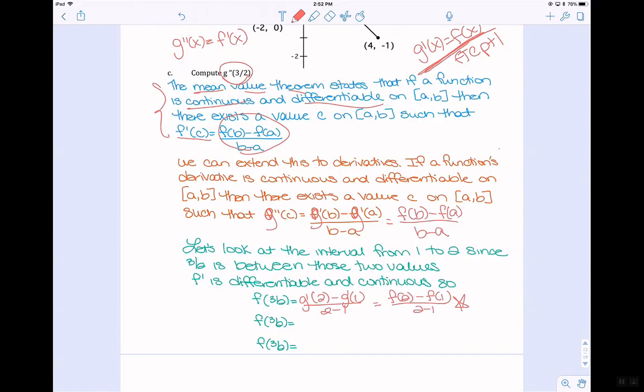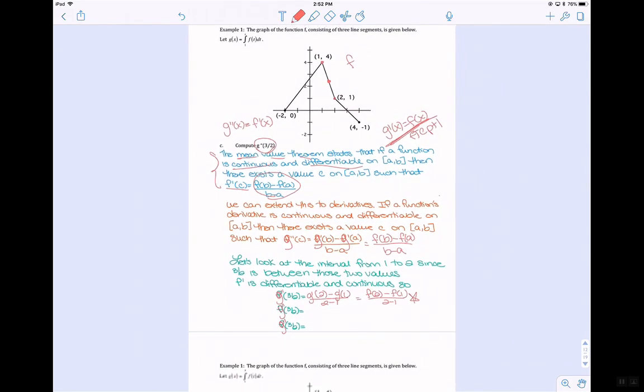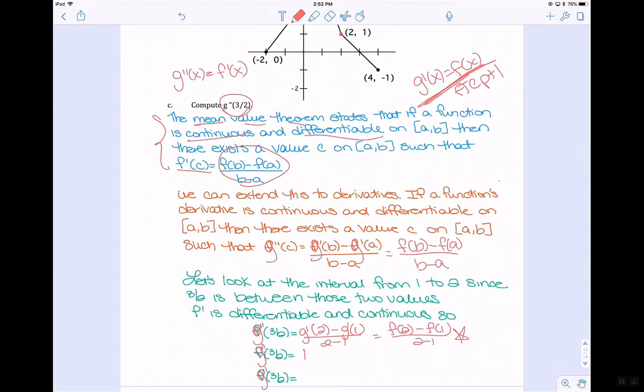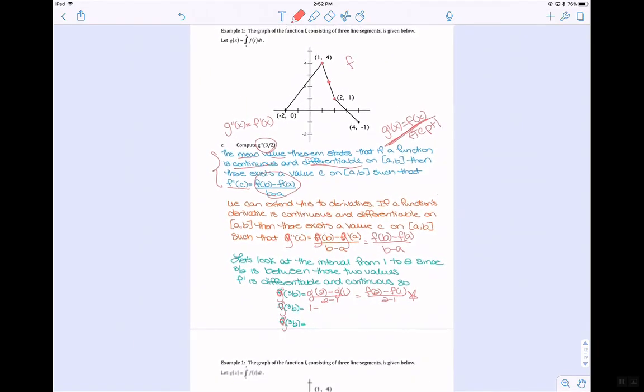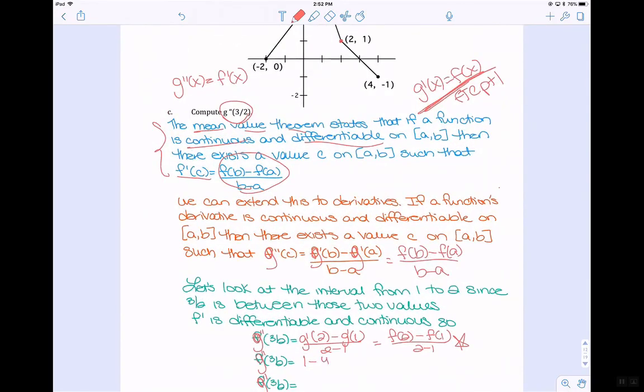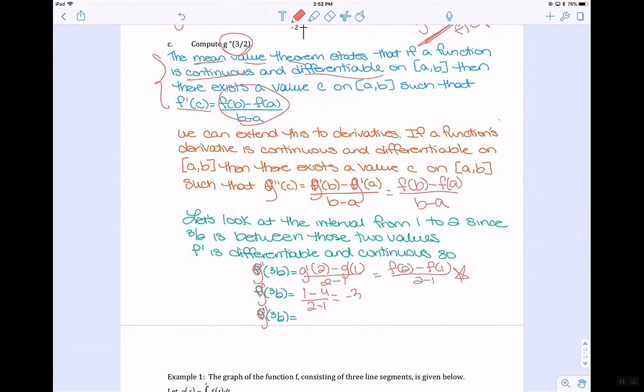Okay, so now, not f, it should be g double prime. So g double prime of 3/2 is equal to f of 2, which is 1, minus f of 1, which is 4, over 2 minus 1. So that gives me negative 3. So g double prime of 3/2 is equal to negative 3.